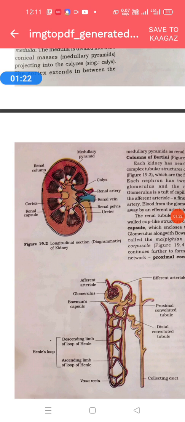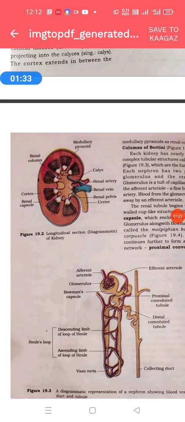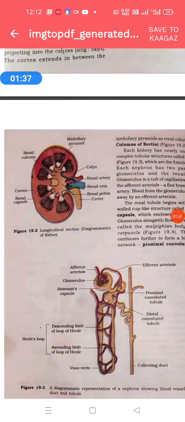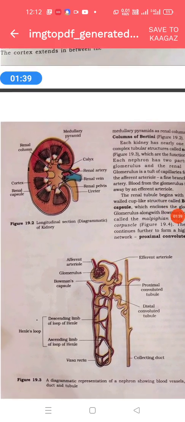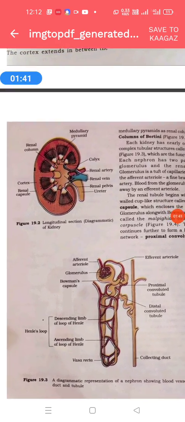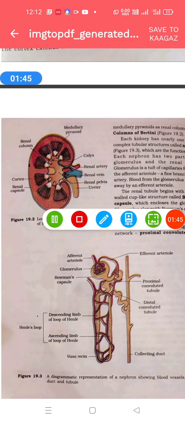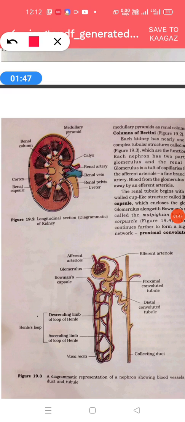The cortex consists of the uriniferous tubules, or the nephrons. Uriniferous tubules are also called nephrons. There are 1 million to 1.2 million nephrons present in each human kidney. So many nephrons are present in the outer boundary, that is the cortex. And the medulla shows 12 to 15 conical lobes, and these are called the renal pyramids.